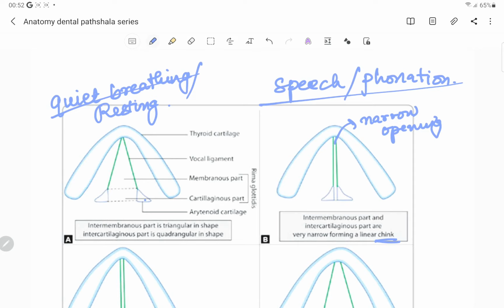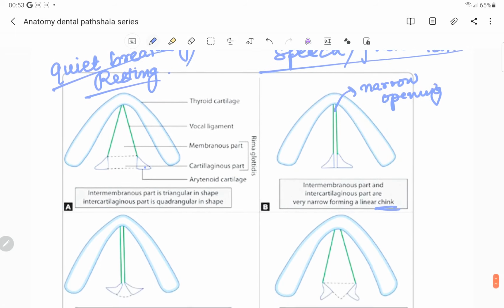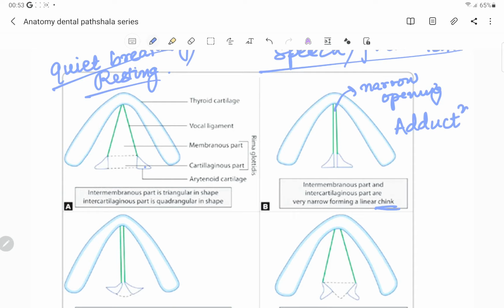So in case of quiet breathing or resting, the intermembranous part is triangular, the intercartilaginous part is quadrangular. In case of phonation or speech, the glottis is reduced to a chink by the adduction. And if you can see, adduction is basically closing. So it is ADD, which is due to the muscles like lateral cricoarytenoid, transverse arytenoid, or oblique arytenoid.